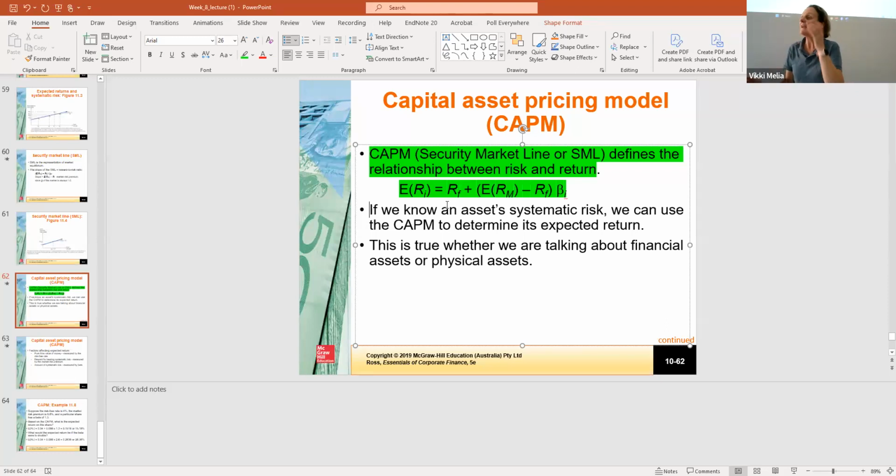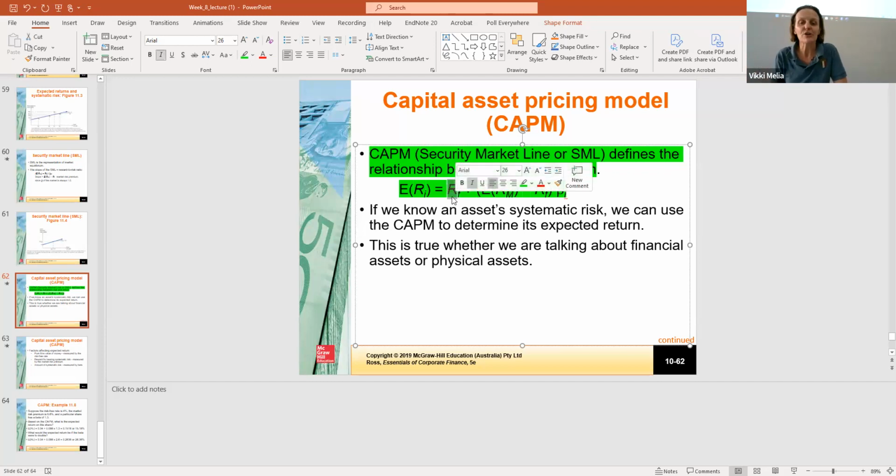The risk-free rate means the rate of return from investing in a risk-free asset. We've talked about what we consider to be a risk-free asset in Australia. What is that? Government bonds. So 10-year Commonwealth government bonds are considered to be risk-free. There's considered to be no chance that the Commonwealth government will default on the bond. So a 10-year government bond is considered to be a risk-free asset.